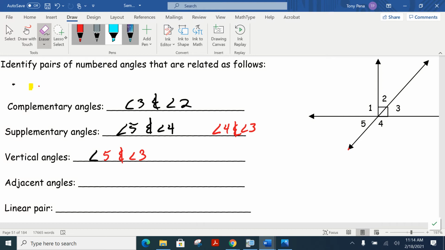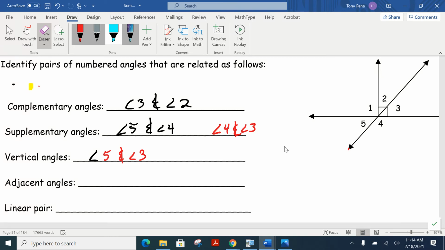So a linear pair, hopefully you can still see my little mouse moving. A linear pair forms a straight line. Aren't linear pairs supplementary angles if they form a straight line? So your answer for linear pair, shouldn't it really just be the exact same thing that we got for our supplementary angles up here? So angle 5 and angle 4 make this horizontal line. So those are linear pairs. And then angle 3 and 4 right here, those are also a linear pair.